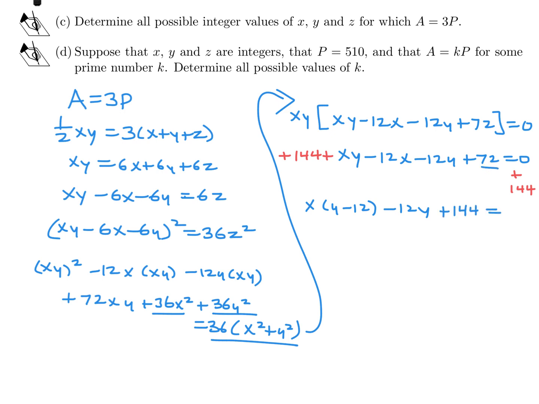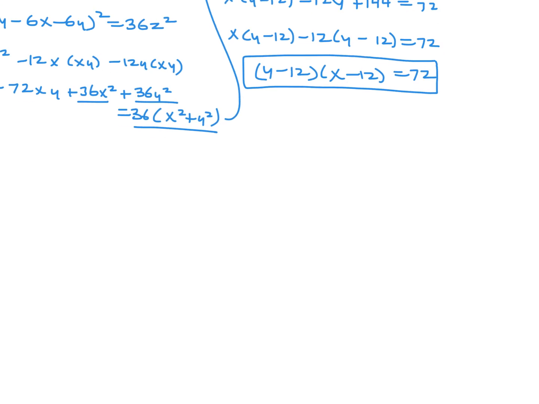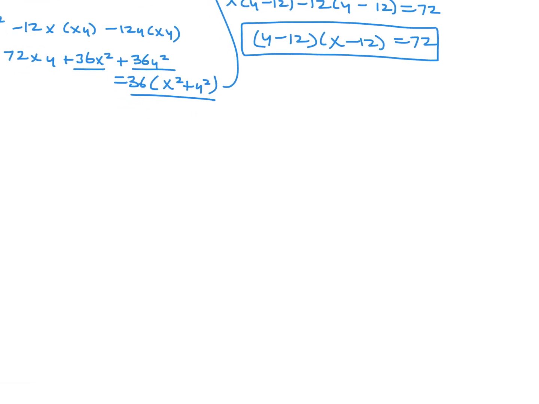And then if I bring the 72 over to the other side, it gives a 72 over here. And then I can factor out a 12, minus 12, and I'll get y minus 12. I see. Okay. And then I can factor this: y minus 12, x minus 12. Got it. Okay, so that is a good result.